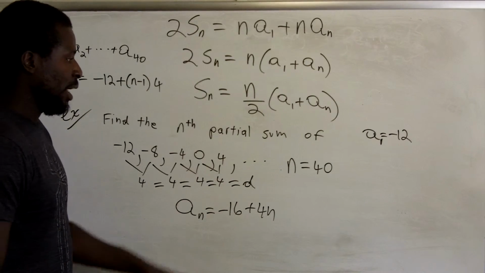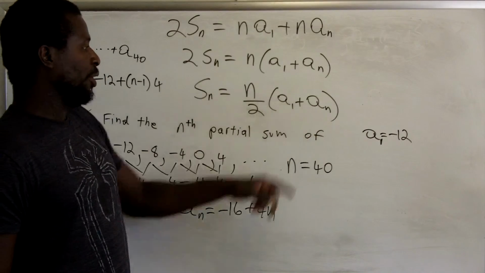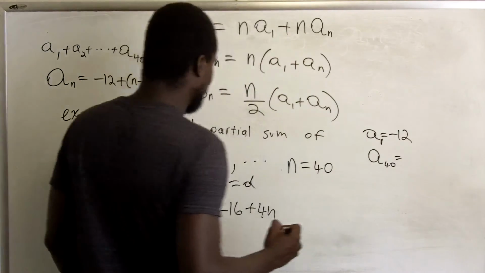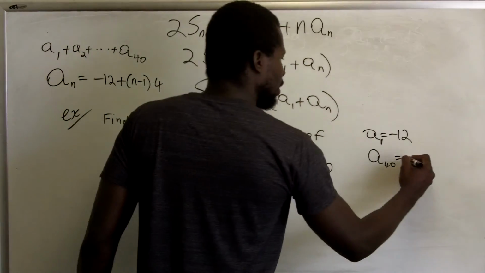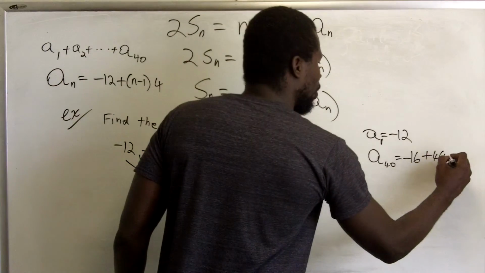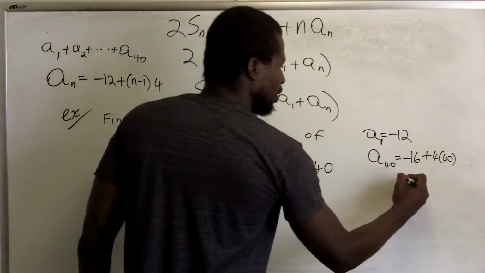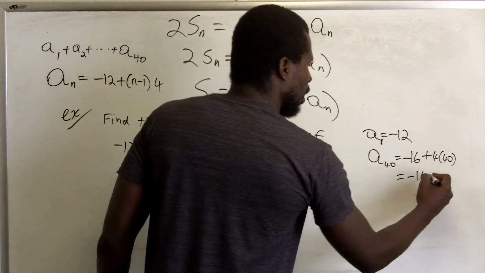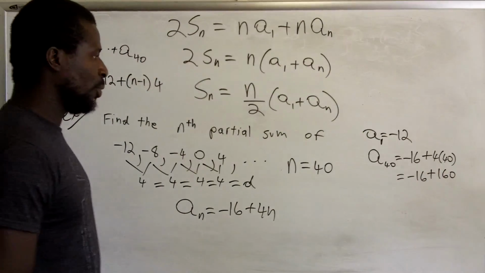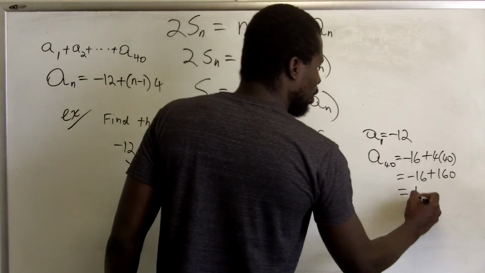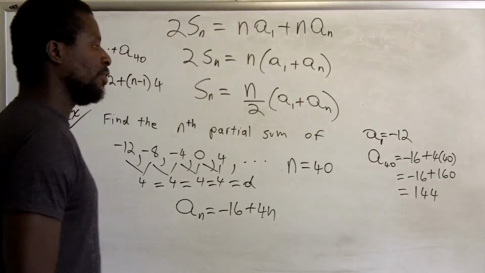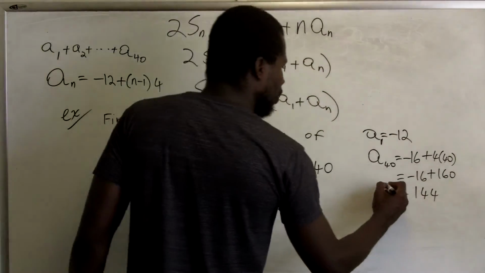So this is an, and they want me to find the 40th term. I know that a1 is negative 12. Let's see what a40 is equal to. a40 is going to be negative 16 plus 4 times 40. So that's negative 16 plus 160, so a40 is 144. So this is the 40th term.